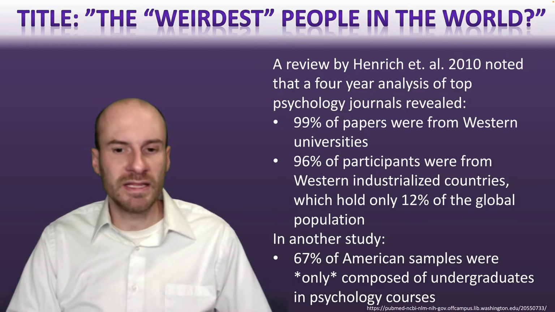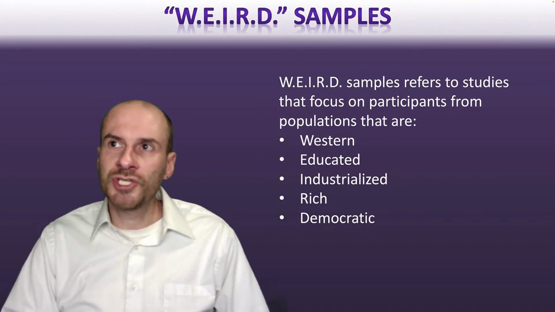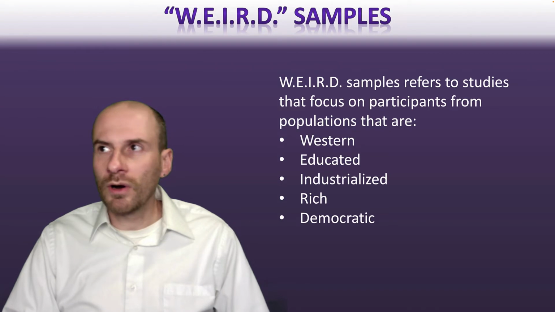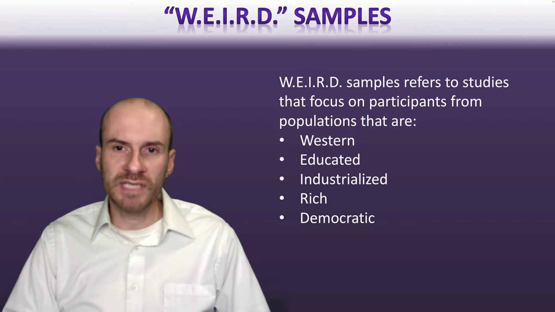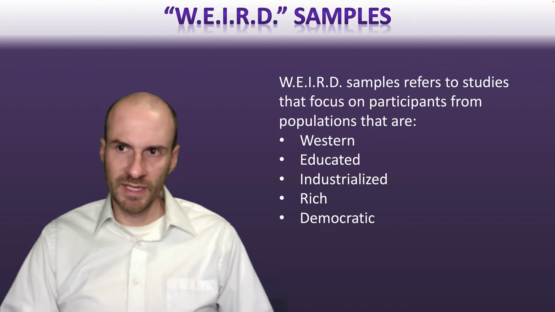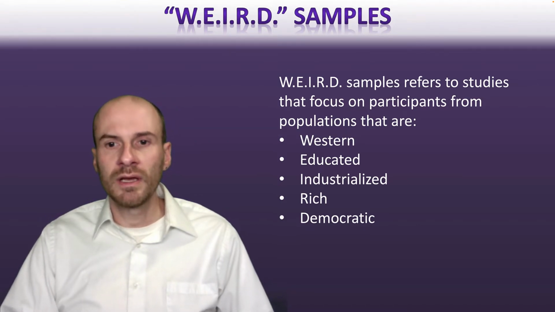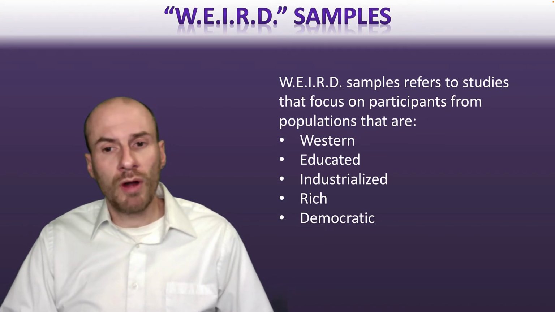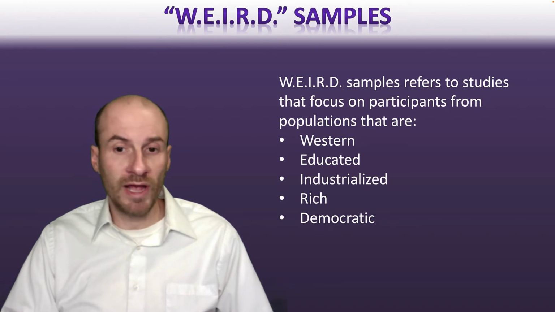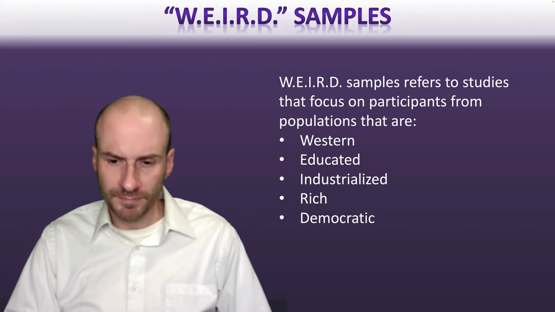Entirely a very narrow range of folks, right? So this is an issue, and it really highlights a challenge called the problem of weird samples. Weird samples refer to the idea that some samples are not representative in that they overrepresent people who are from Western backgrounds, people who are highly educated, people who are from industrialized nations, people who are rich, and people who are from democratic countries, right? That's what WEIRD stands for as an acronym.